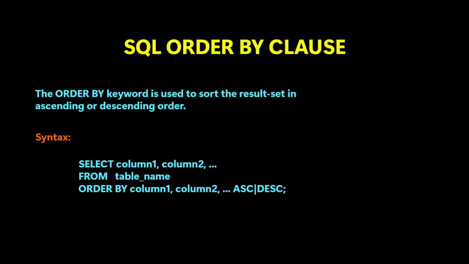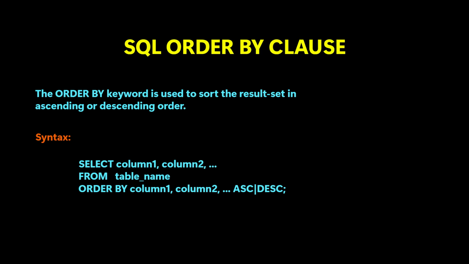You can sort results by one or multiple columns. By default, SQL sorts records in ascending order. That means numbers from smallest to largest, or text from A to Z. If you want the opposite, you can use the DESC keyword to sort in descending order.